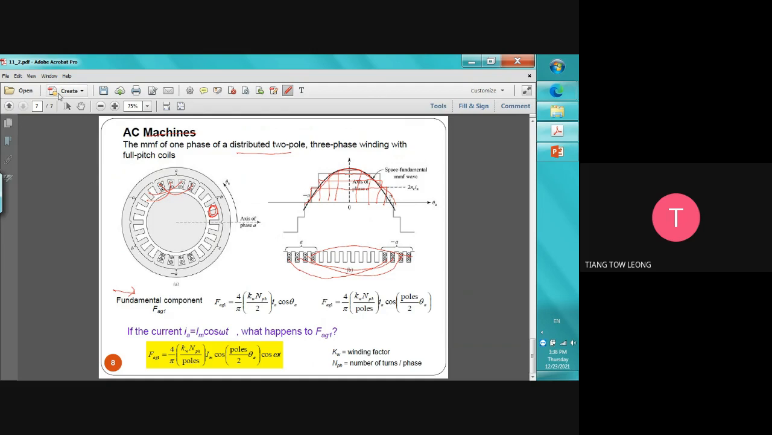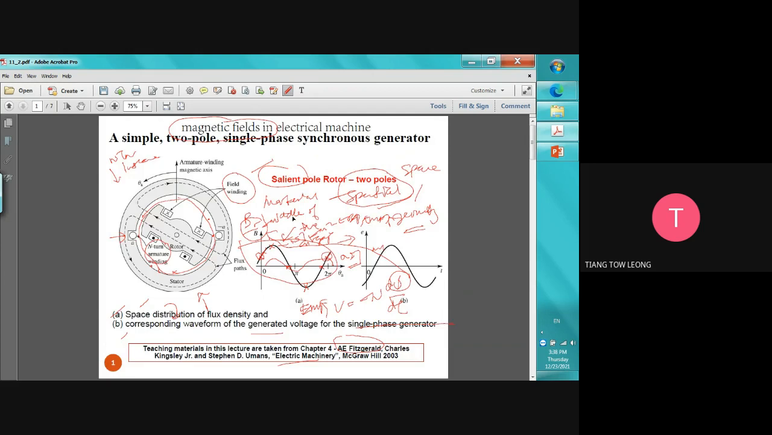Finished already. So this chapter talks about magnetic field in electrical machines. As a conclusion, the most important thing is that we are interested in the middle of the air gap of the machine.